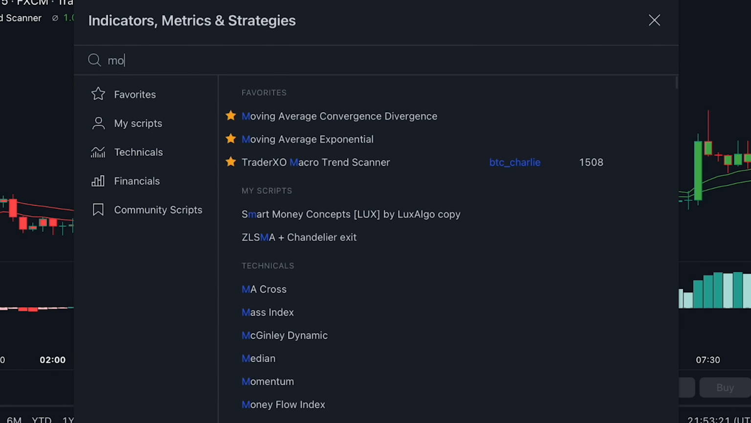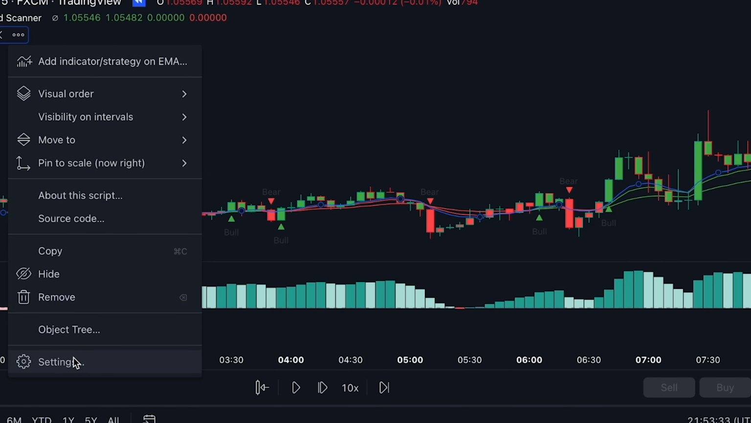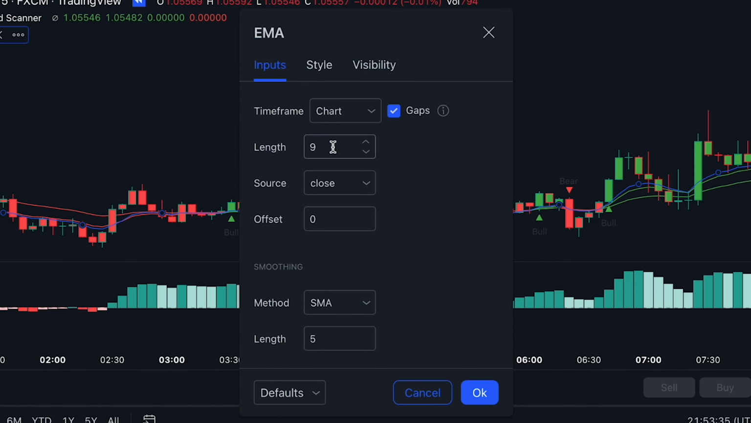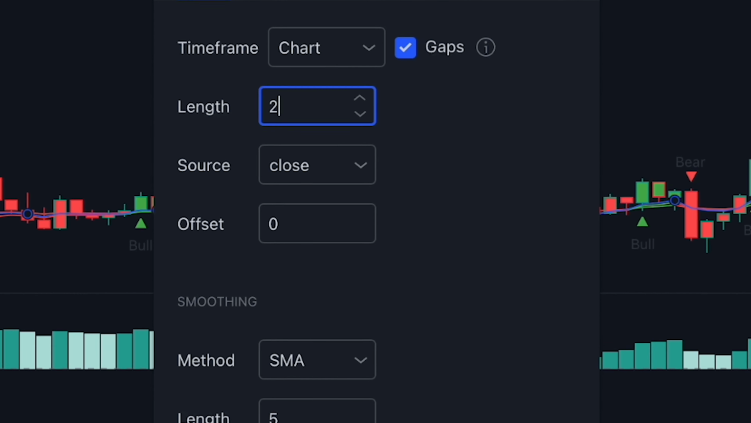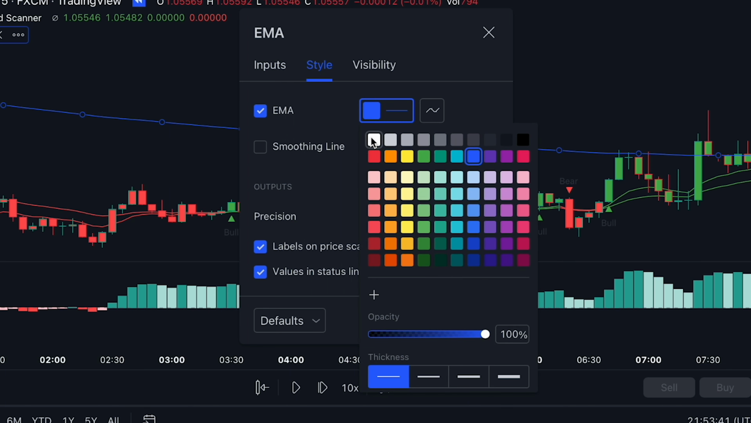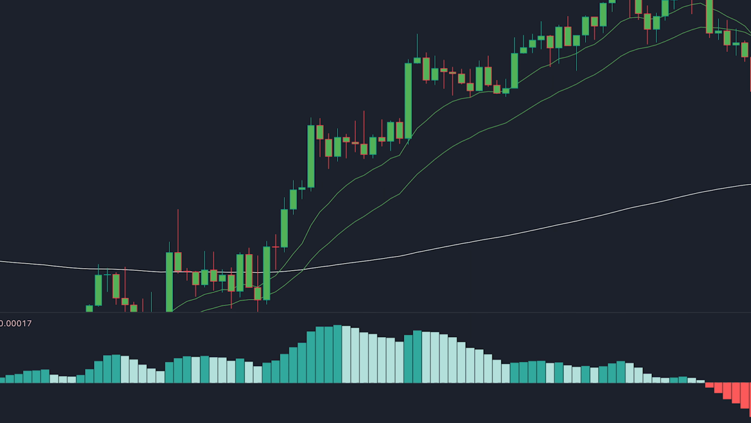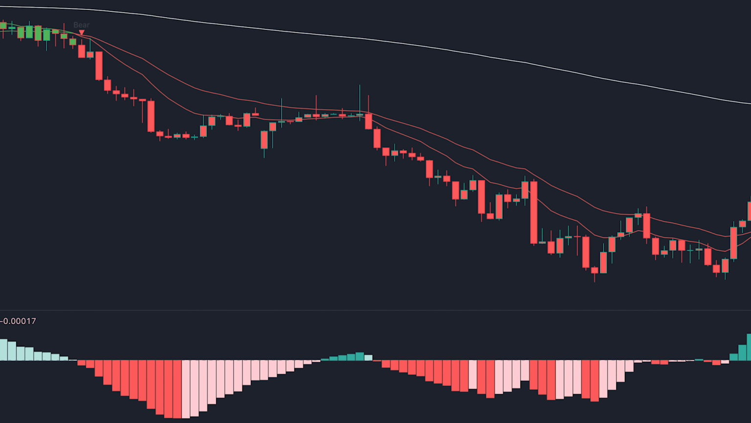Navigate to the Indicators tab and look for the Moving Average Exponential indicator. In the settings, I'll increase the length to 200 from 9 and alter the color of the moving average line to white. This moving average line clearly indicates the market's trend. In fact, if the price is above the moving average, the market is moving upward, and if the price is lower than the moving average line, the market is in downtrend.